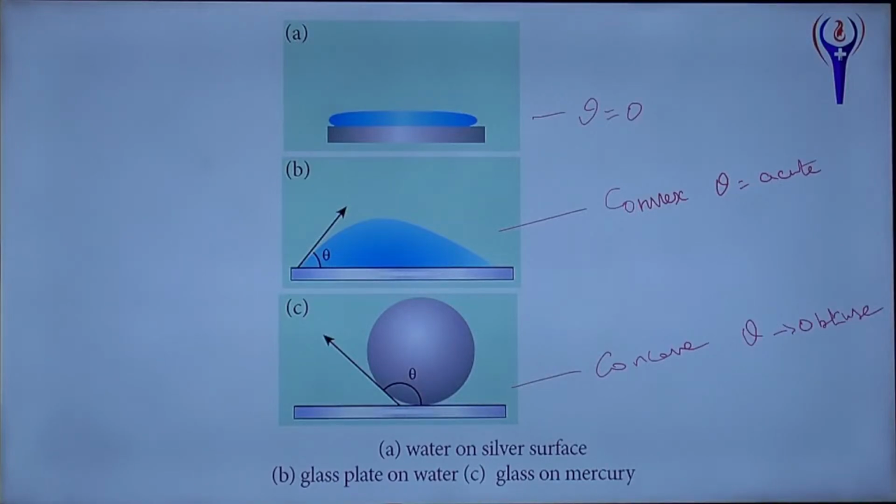Okay. That is why, because of this theta value being greater than 90, mercury does not stick to glass, or mercury does not wet the glass. Not only glass, even our hand also. I don't know whether you use mercury or not. By touching, it will go spreading like that. It will not stick.